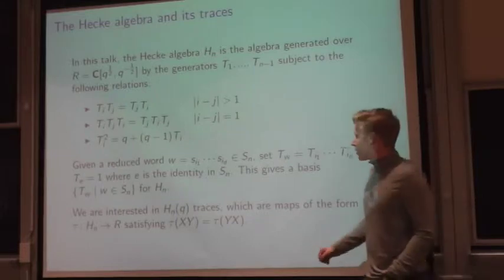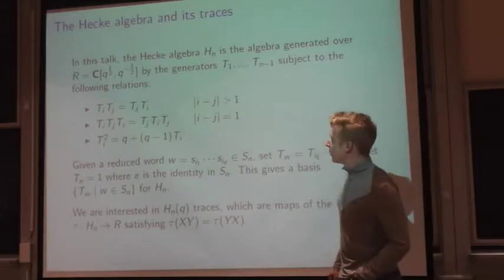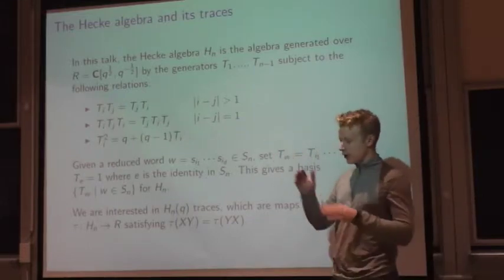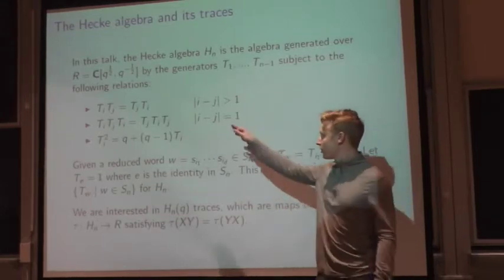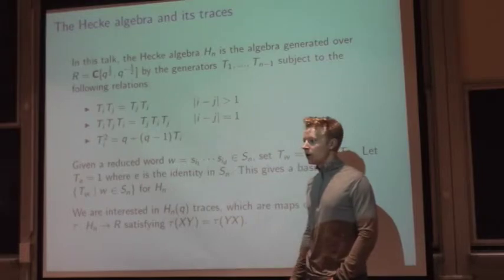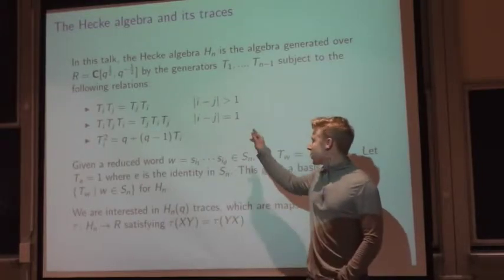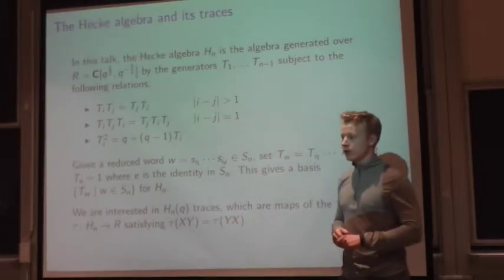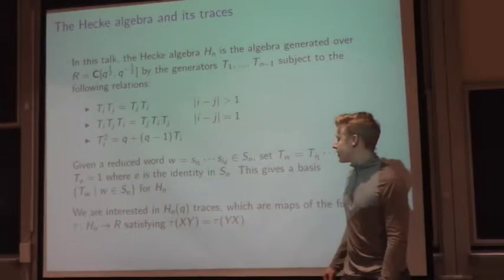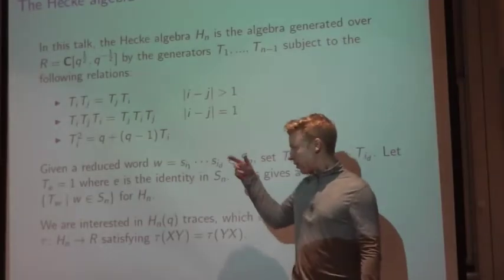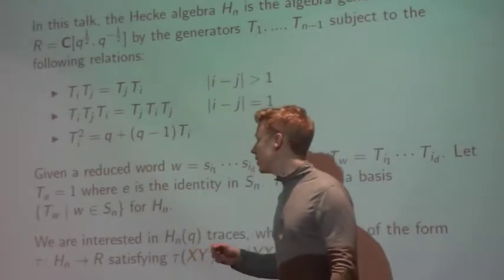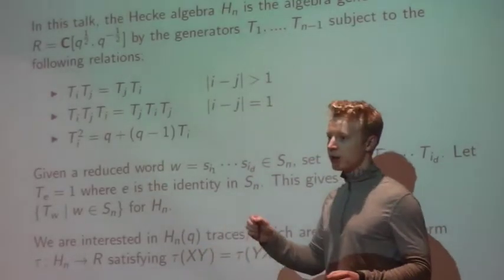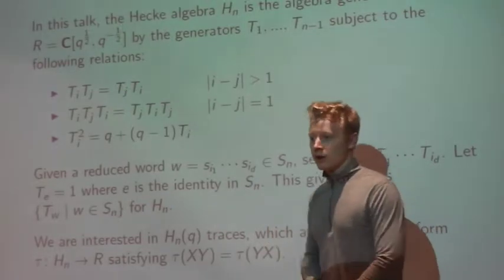And you've got n-1 generators again. Again, if two generators are far enough apart, they commute. So if |i - j| is greater than 1, the corresponding generators commute. If |i - j| equals 1, we get exactly the same braid relation. And here's where it's different. Instead of all the generators being involutions, any generator squared is going to be equal to q plus (q - 1) times the generator you started with.